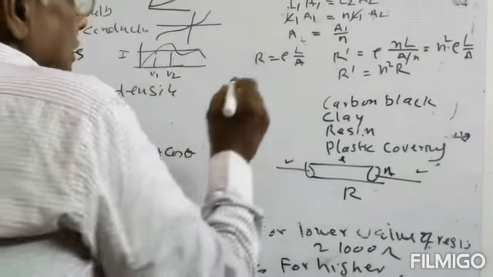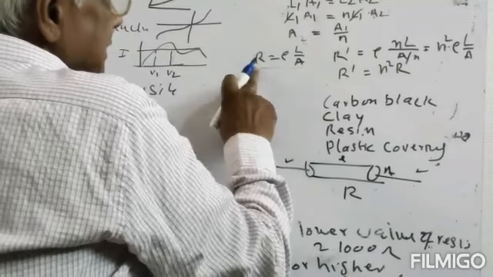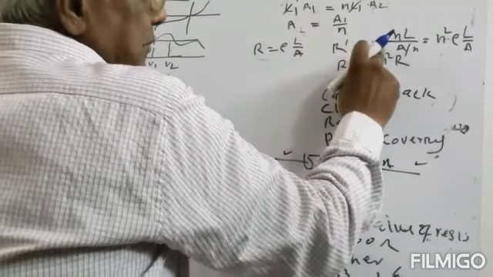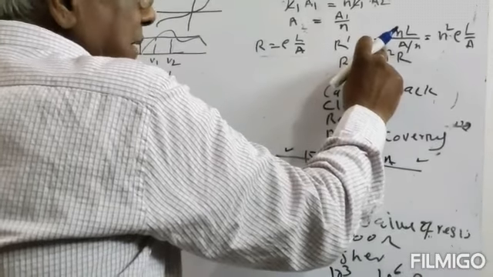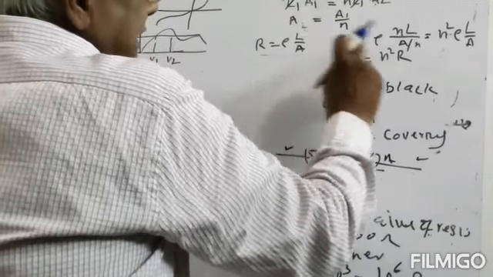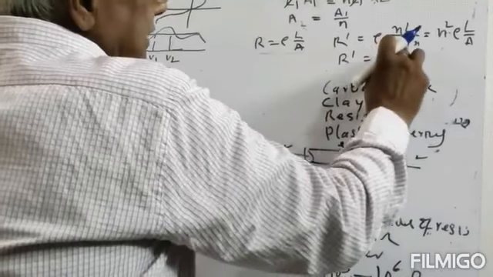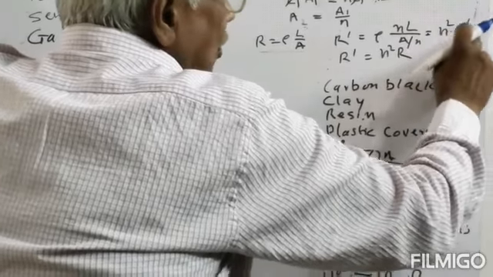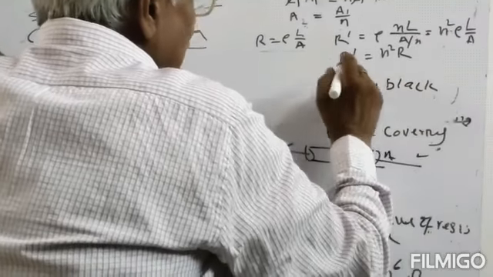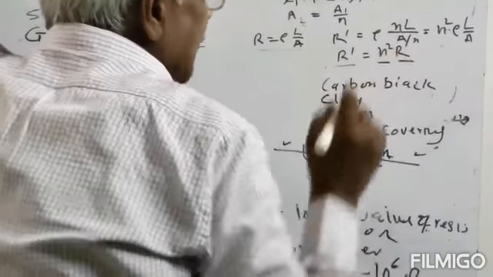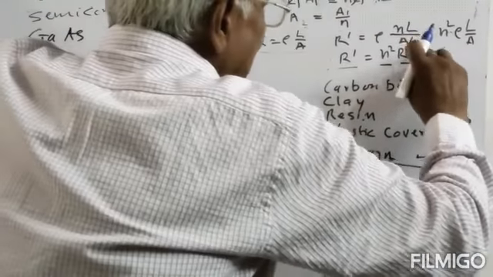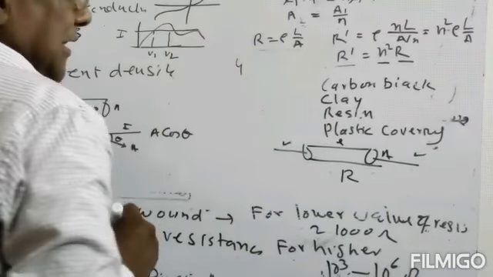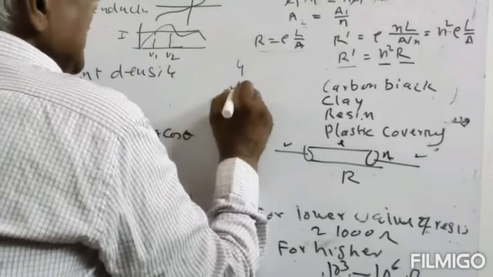So now initially the resistance was rho L by A. Now the resistance will be R dash. Rho will be the same because it depends upon the material, and the material is the same. Then length is n into L, area of cross section A by n. n will go outside, so this will be equal to n squared rho L by A. So R dash will be equal to n squared into R. So if the length is suppose 4 times, then the resistance will be 16 times.